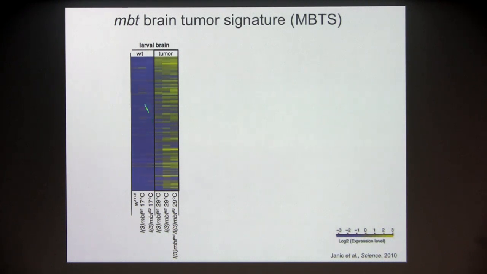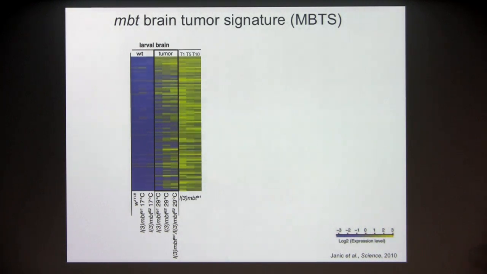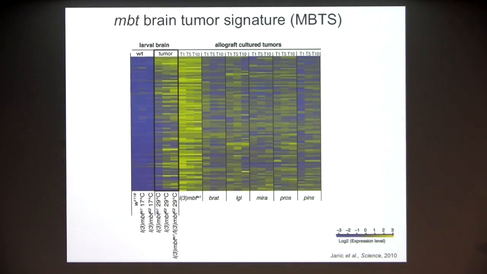As you can see here in blue, all our controls have these genes downregulated, and in the MBT brain tumors they are significantly upregulated in all of the tumoral conditions that we had for the MBT brains. If we look at this gene list in the allograft cultures from the MBT tumors, when we implant the tumors inside the abdomen of the host fly, they become more enhanced in their expression and more significantly different from controls. This can also be distinguished from other tumors of a different genetic origin, like Brat, Lgr, Mira, Prospero, or Pins. They are different, although some of the genes appear to be upregulated, but not as a cluster of all the genes together like here.